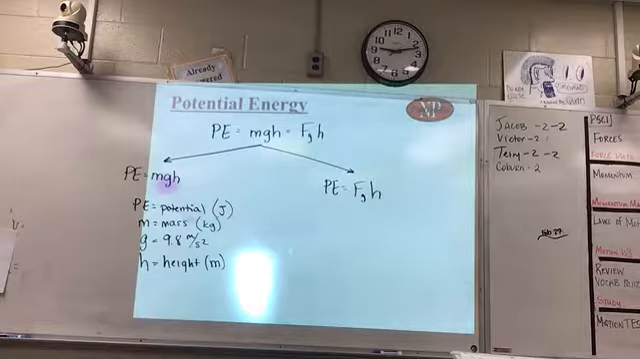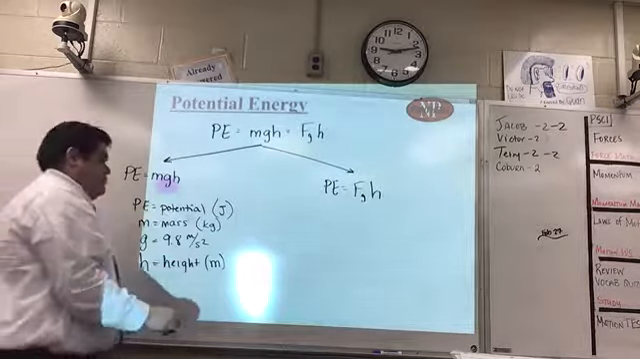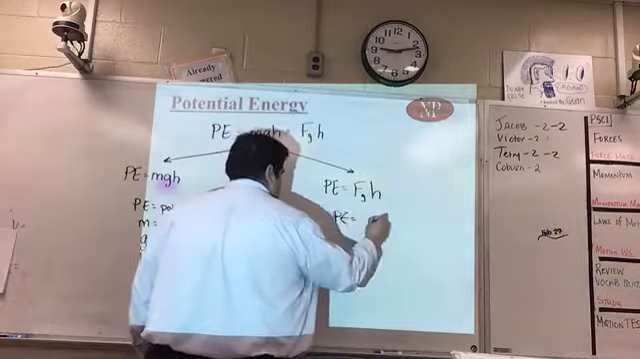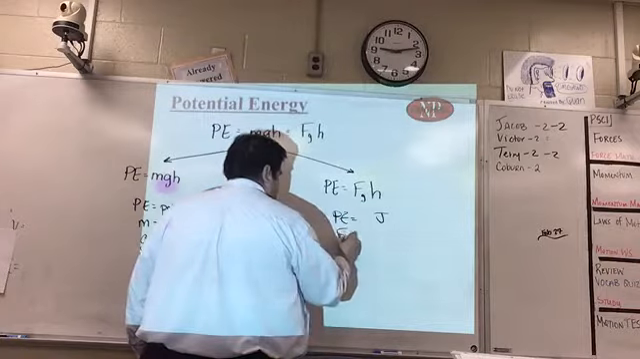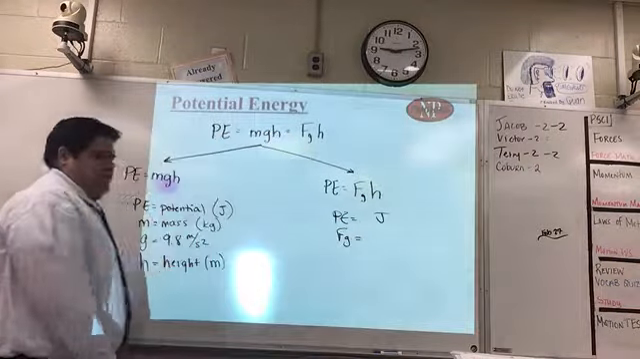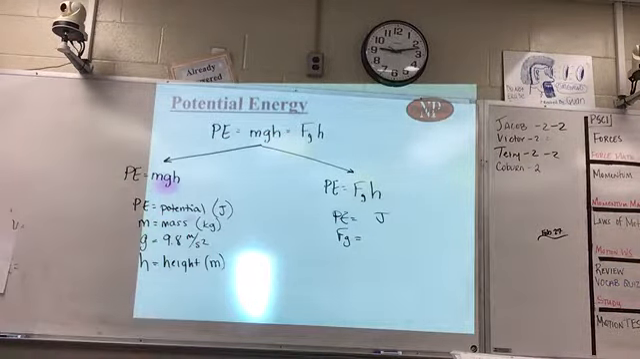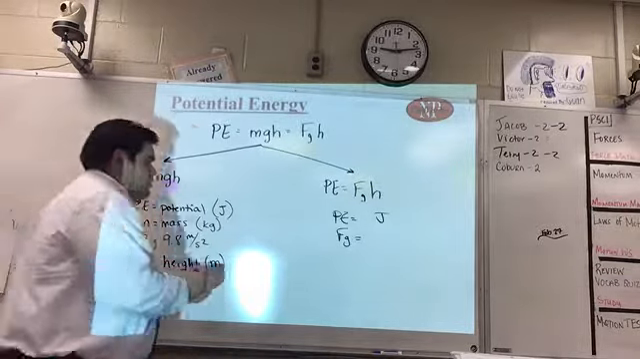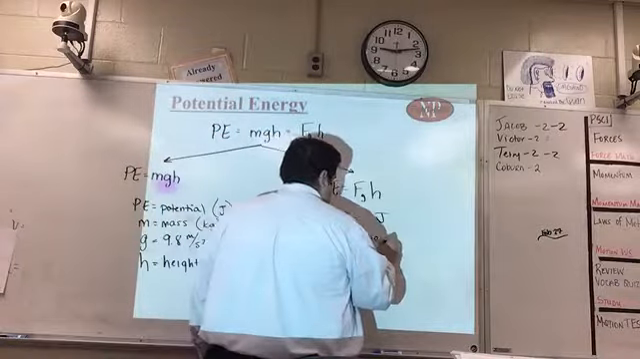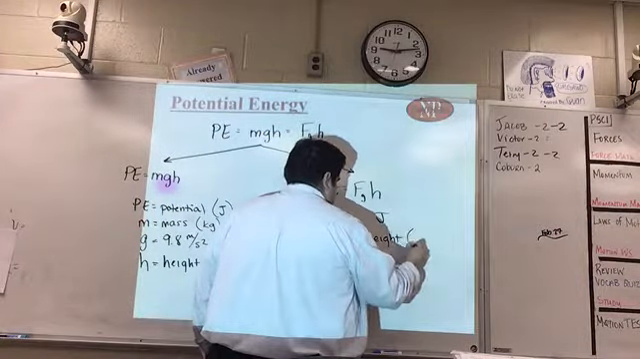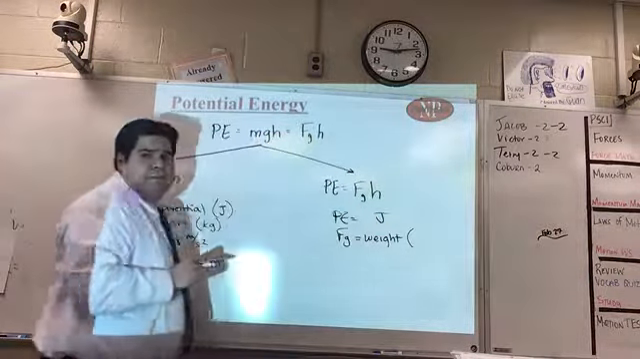Now, I'm going to go to the other side. PE, again, measured in joules. F little g. What does that stand for? Weight. Yeah, it's called weight. It's on the reference sheet. It was on the last test we took, too. So F little g stands for weight. What do we measure weight in? Say what?